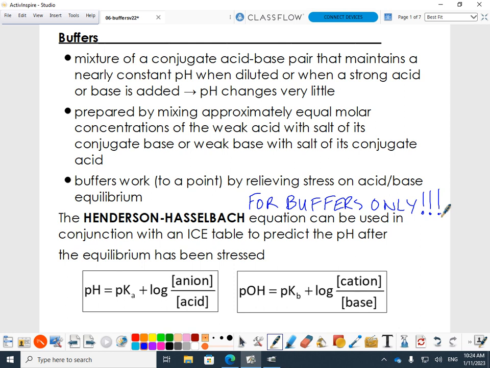Just like yesterday, we're going to find pOH. Whenever you have a basic question, there's always going to be an extra step. You're always going to have to change pOH into pH. Henderson and Hasselbalch are scientists who discovered that this relationship will work for a buffer because there are concentrations of the original solution and its conjugate.